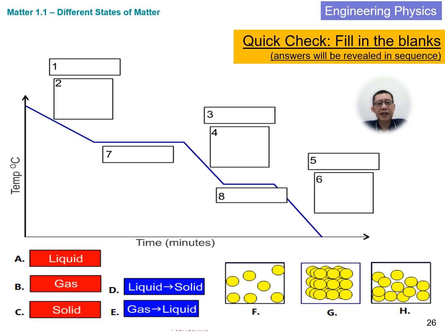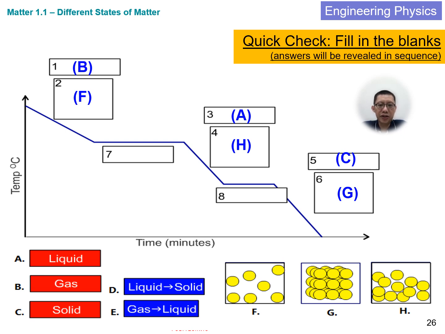This diagram presents a cooling curve where we need to fill in the blanks with the correct state or change of state. Starting with point 1 and 2, we see the substance in the gas state. As it cools, we reach point 3 where the substance becomes liquid. At point 7, we observe a gas to liquid change of state as the substance condenses. The temperature remains constant during this transition.